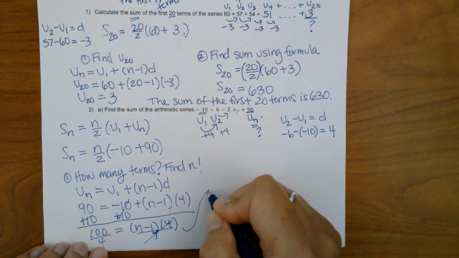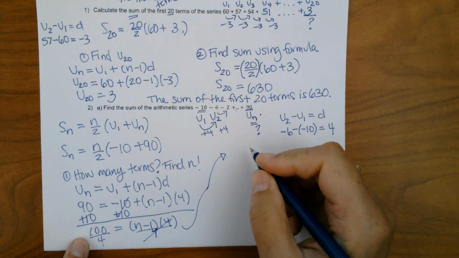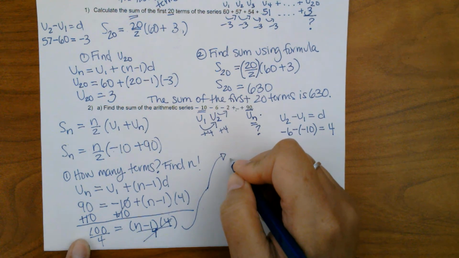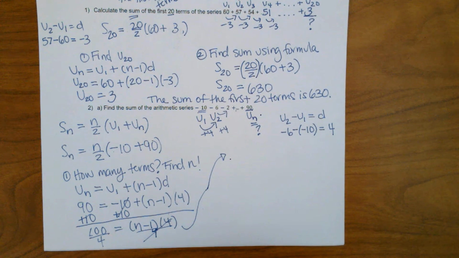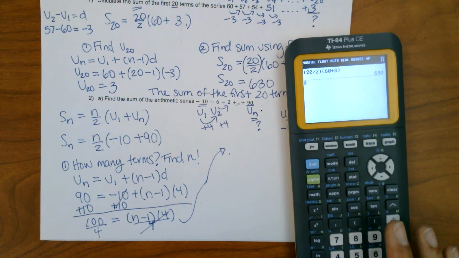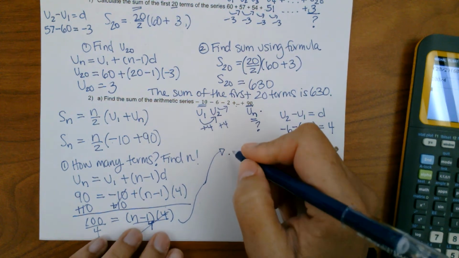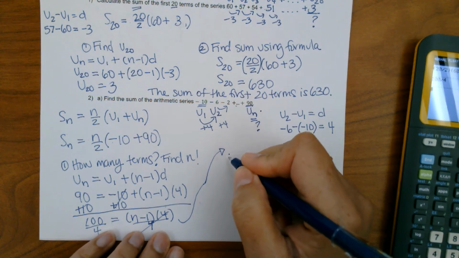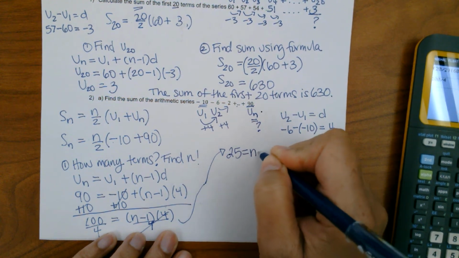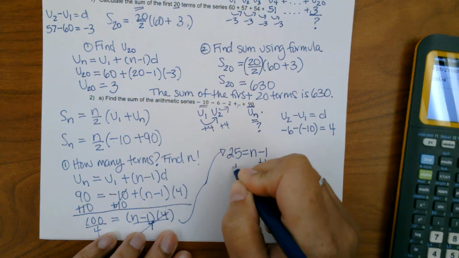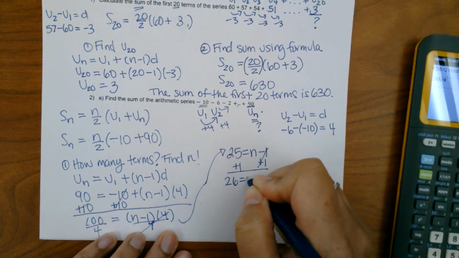100 divided by 4 is going to be, what do we get when we divide 100 by 4? Oh, wait, did I do this right? Yes. Okay. Oh, I know this. Sorry. 25. 4 quarters in a dollar. I did it the distributive property way on my other notes, so that's why I was like, wait a minute, how do we get 104? Okay, so am I doing this right? So we have 25 equals n minus 1. And then we're going to add 1, so we come out with 26 equals n.